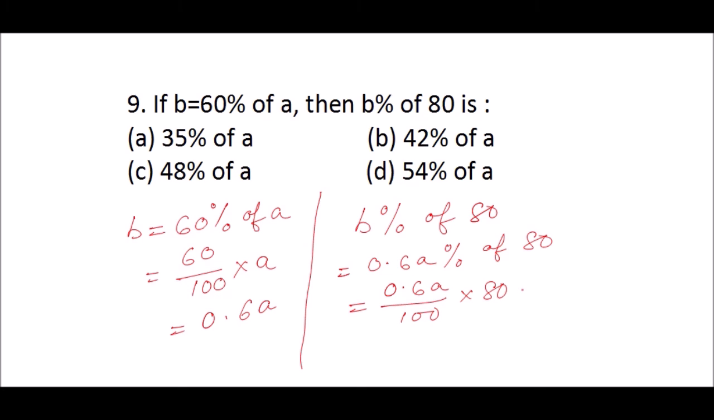And how much is it? It is equal to 0.48 A. And 0.48 A is how much? If you convert into a percentage, it is 48% of A. And therefore, your option C is the correct option.